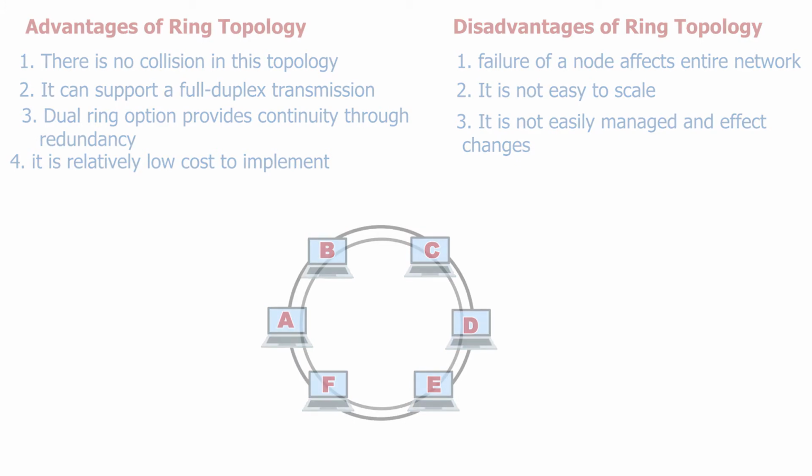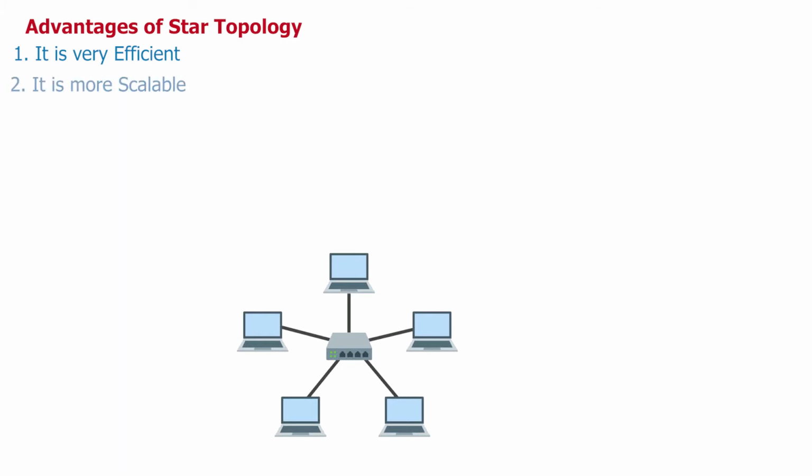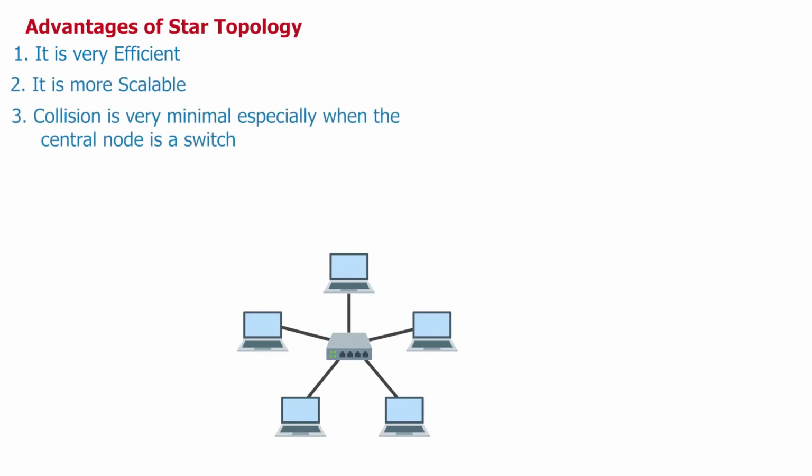The other topology to talk about is the star topology. This is the most widely used topology across the globe. It uses either a hub or a switch as a central node through which all other nodes are connected. As discussed in previous videos, this network is the most efficient and reliable technology. It is more scalable. Collision of data is drastically minimal depending on the central node type used.